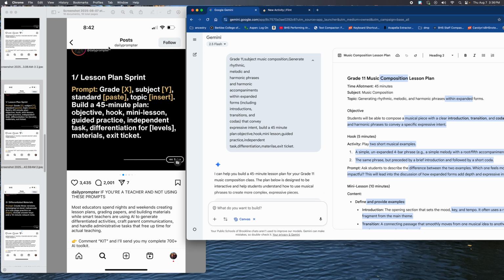So this person posts different types of prompts, not just for teaching, but for if you're doing legal documents, shopping, etc. So I thought I'd take this lesson plan sprint and follow the prompt that was given. So I said grade 11, subject, music composition, and then I just pasted a standard in here from one of the Massachusetts standards for music and composing. Then I put in 45-minute plan, make a hook, make a mini lesson, guided practice. I just put all this stuff in, just as it says right here.